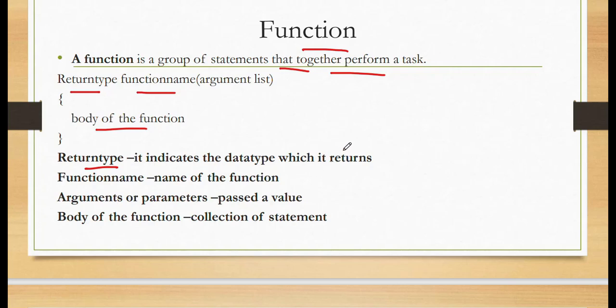Return type means it indicates the data type which it returns. For example, after entering into the function, what will it return? It will return either an integer value, or a float value, or a character value, anything. So this is called a return type. It is nothing but a basic data type or a derived data type also. So return type is nothing but a data type, and the function name is here.